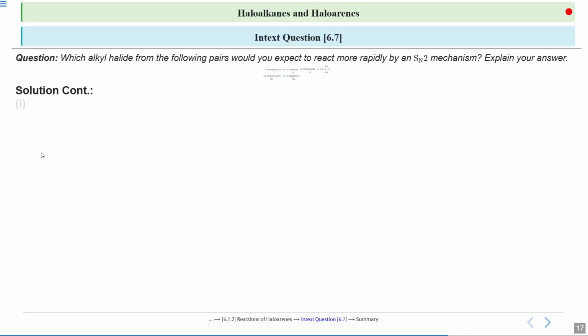So we will start checking by the first pair. The first is 1-bromobutane and the second is 2-bromobutane. They are different just by the position of bromine, the carbon to which it is attached. In the first case, the bromine is attached to the first carbon. In the second case, the bromine is attached to the second carbon. So it is 1-bromobutane, and it is 2-bromobutane.